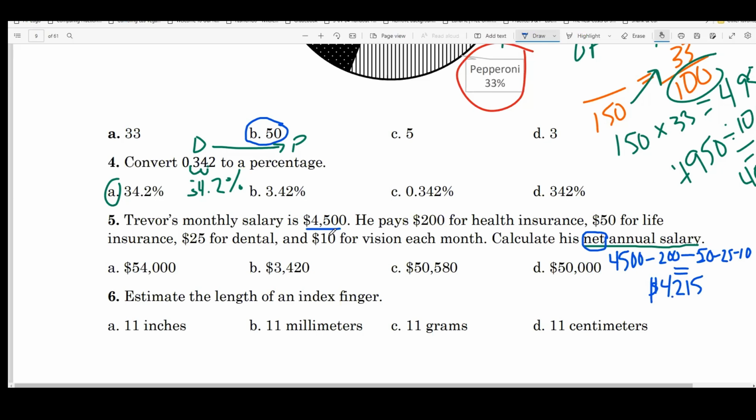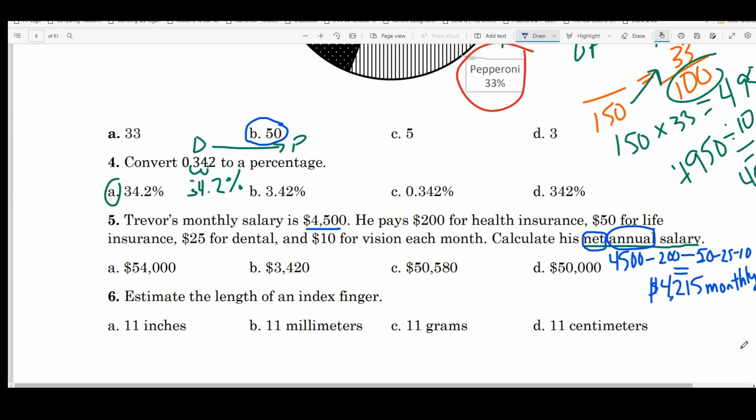But the question wants to know what is his net annual salary. The reason why I wanted to point this out is because you may get a question that just wants the net in a month. They may not want the yearly. So you have to understand what you're doing when you're doing the math. Sometimes we'll get so caught up in doing something a certain way that we will do more than what they're asking. So always be clear as to what they're asking.